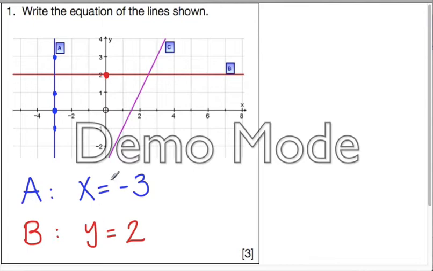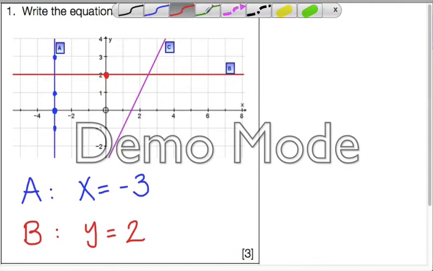So very different from the equation of the lines that we've talked about. It's not in the form of mx plus b. So these are special cases, and you need to know how to write the equation of vertical and horizontal lines. Line C, on the other hand, is very familiar to what we've been doing.